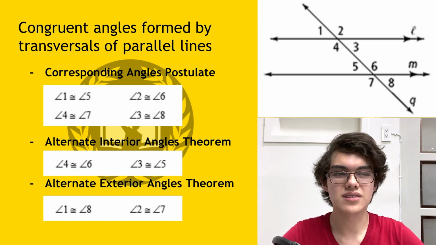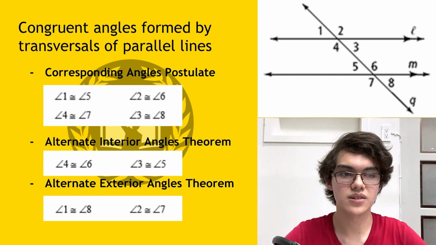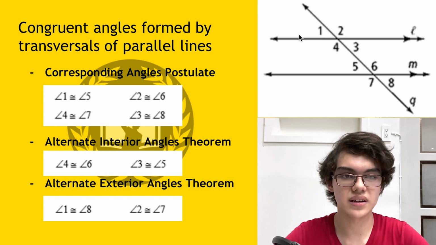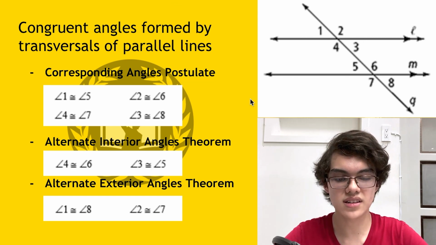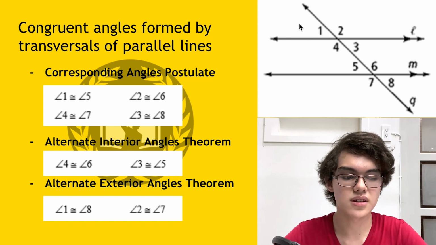So when we have transversals of parallel lines, pairs of congruent angles are going to be formed at the angles of intersection between the parallel lines and the transversals. One set of these congruent angles are going to be the corresponding angles. So you can see here that these angles are numbered.